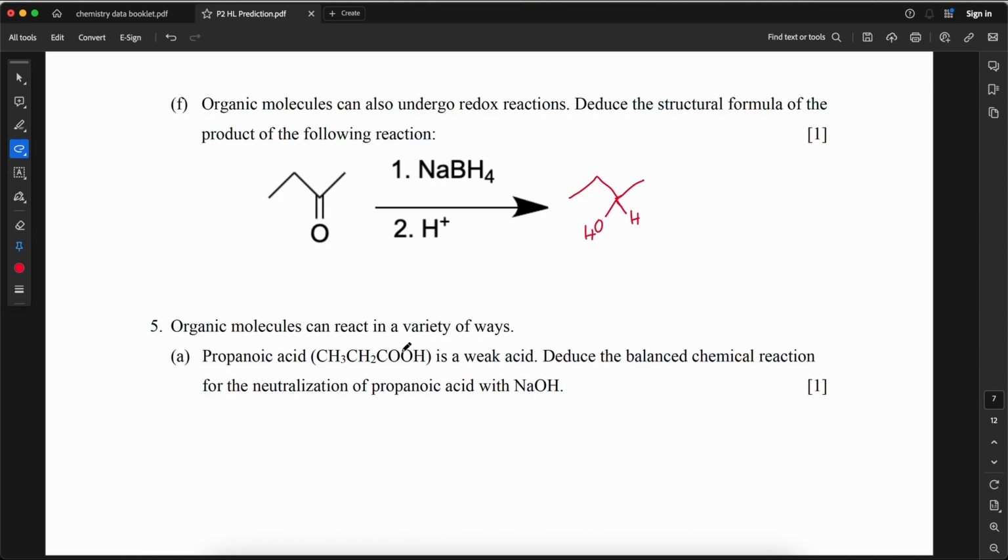Organic molecules can react in a variety of ways. Propanoic acid, CH3CH2COOH, is a weak acid. Deduce the balanced chemical reaction for the neutralization of propanoic acid with NaOH. CH3CH2COOH when it reacts with NaOH, so this is liquid, this is aqueous, will produce CH3CH2COONa aqueous plus H2O liquid.